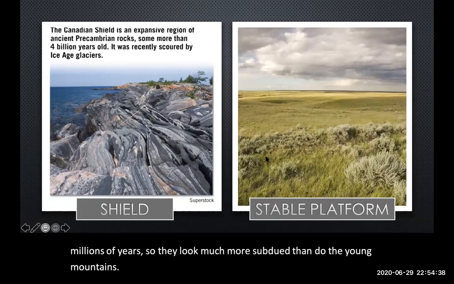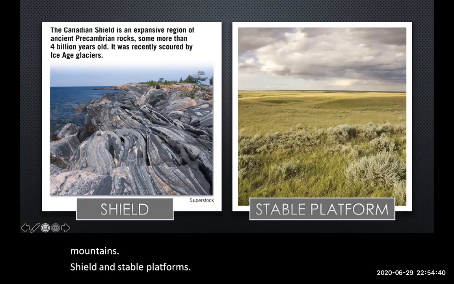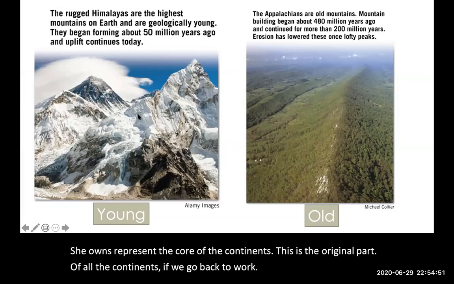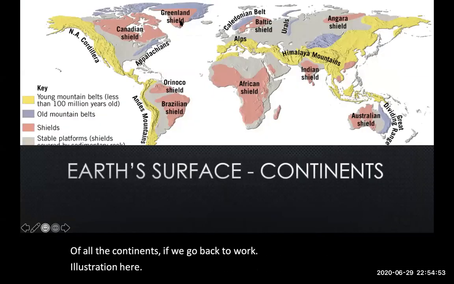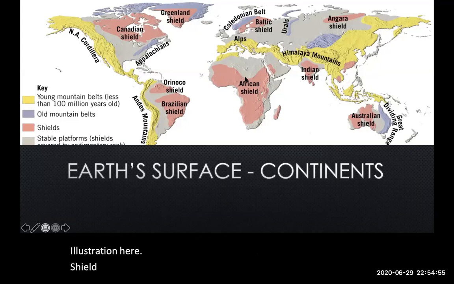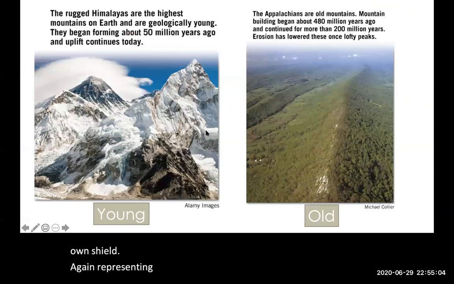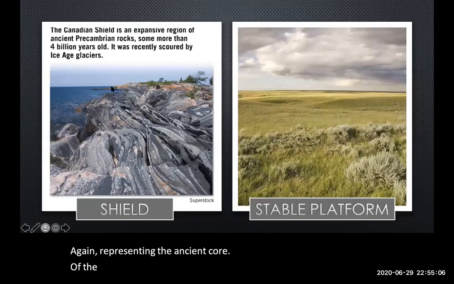Shields and stable platforms. Shields represent the core of the continents. This is the original part of all the continents. If we go back to our illustration here, shield, shield, shield, shield, shield, shield. All the continents have their own shield. Again, representing the ancient core of the continents from when the continents first formed, going back over 4 billion years ago.